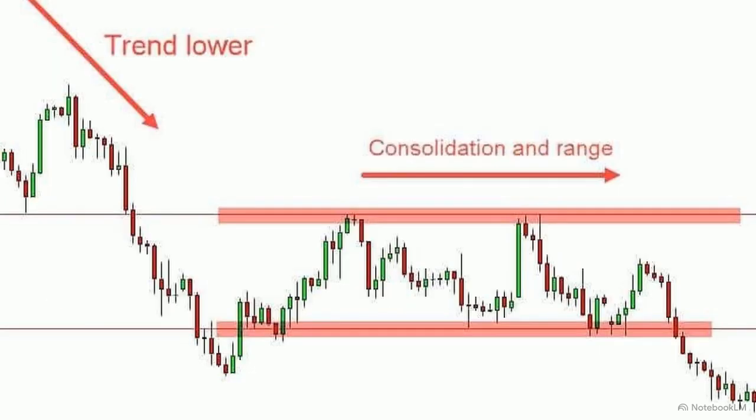Step 2 is to mark your resistance. Look at the upper red shaded zone on this chart. You draw a horizontal line across the peaks where the price repeatedly fails to push higher. For this trade, let's set our resistance at 110 rupees.